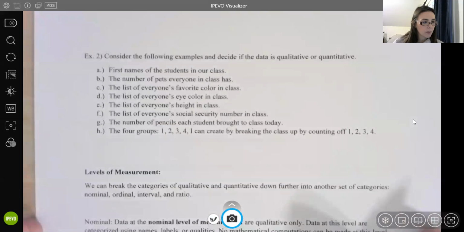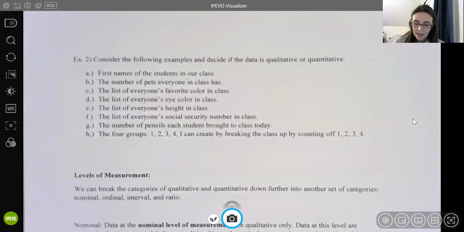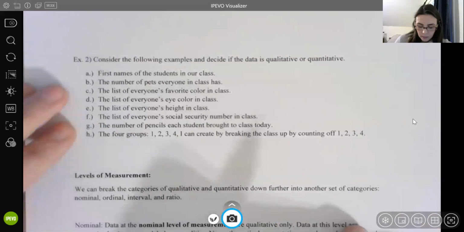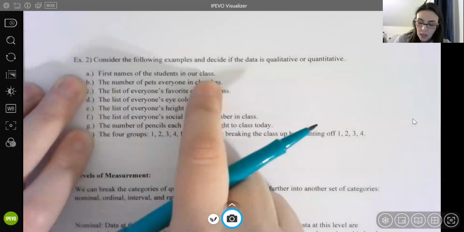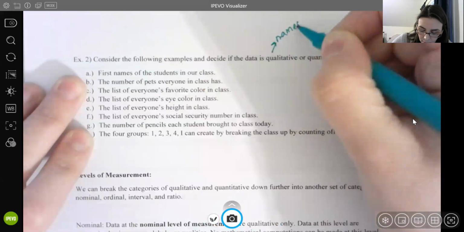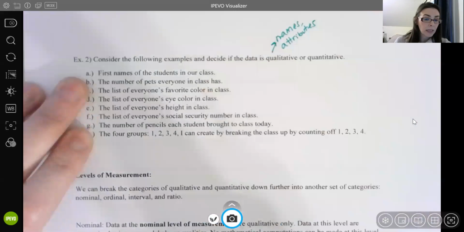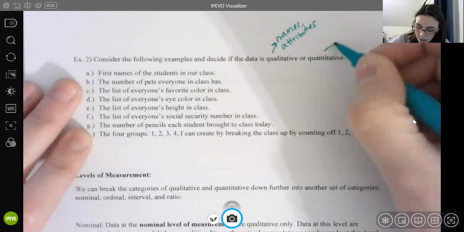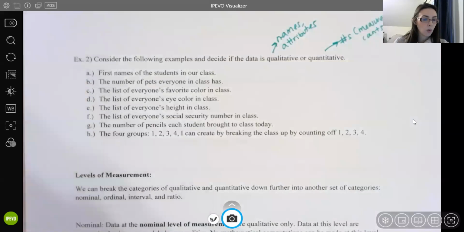All right, so let's do a few more examples. This is example 2. This is not from your text. This is one I just kind of made up. I thought it'd be fun to go through. Again, what is qualitative and what is quantitative? So example 1, first names of students in our class, right? So your qualitative data are things like names, attributes, so like qualities, and so on. Your quantitative data, these are numbers, but specifically, they are measures, counts, etc. So stuff that you can actually work with.